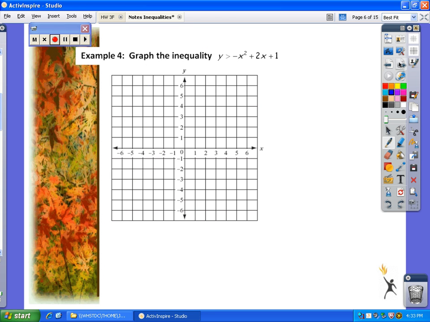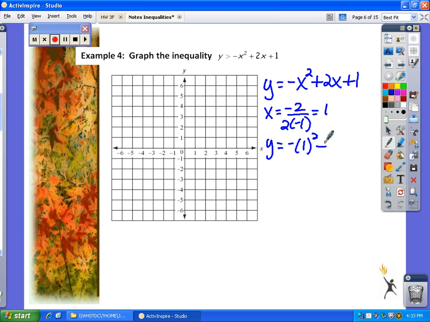Let's try another one. Here again, I always graph first. So the opposite of x squared plus 2x plus 1. You have a choice: you can put this in vertex form or you can use standard form. Somehow you've got to find your vertex. So I'm going to do the opposite of b over 2a, so that's 1. Then plug it back in for my y value: 1 squared plus 2 plus 1, so that's going to be 2. So my vertex is 1, 2.